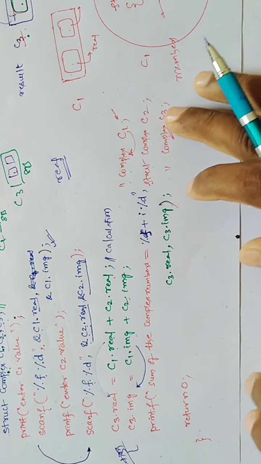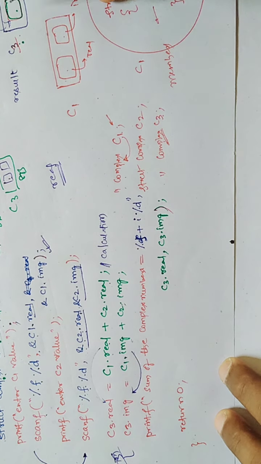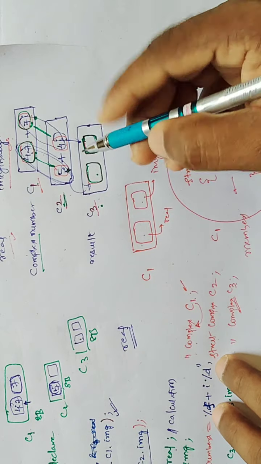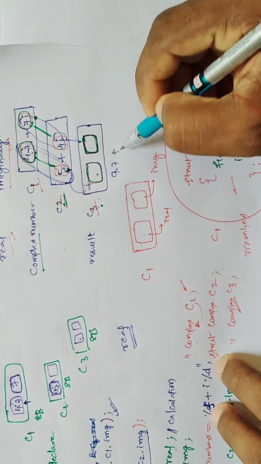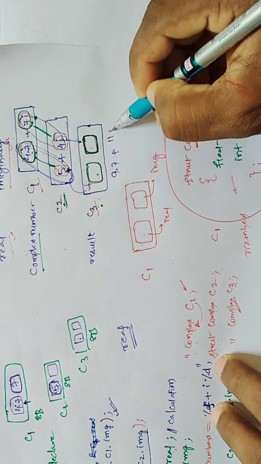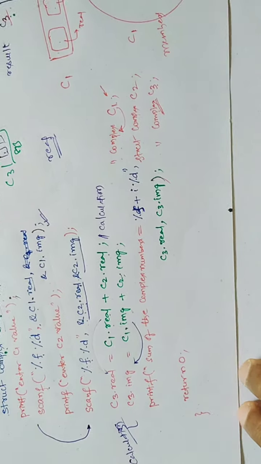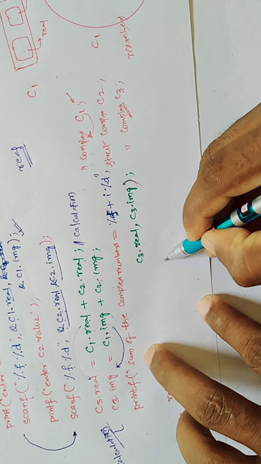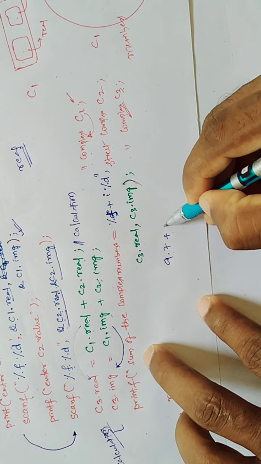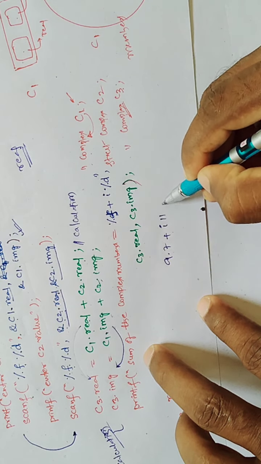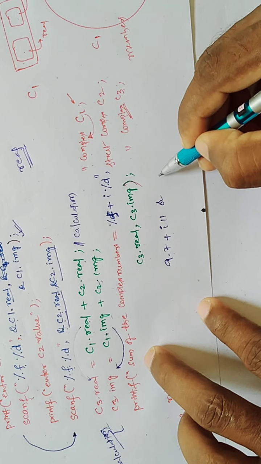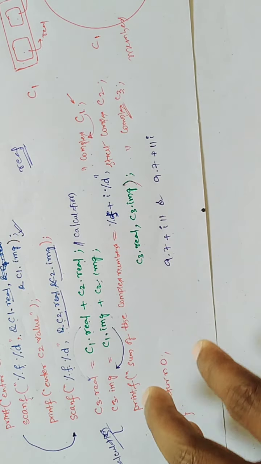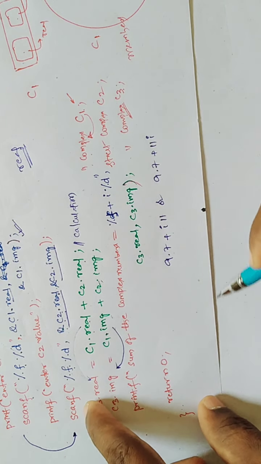Now I want to display the result. What is the result actually? The result is 4.7 plus 5, 9.7 plus 11i. I want to print the result like 9.7 plus 11i. The same structure I have to follow.